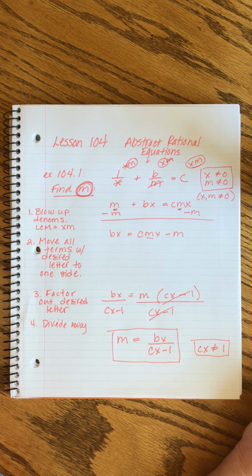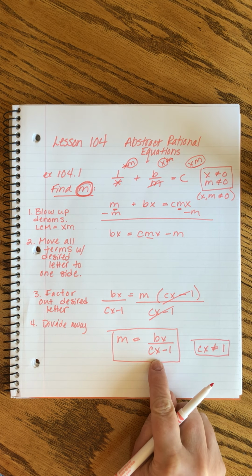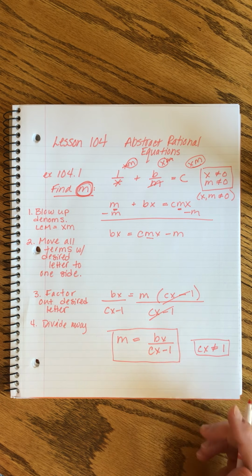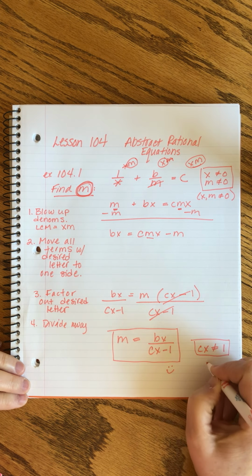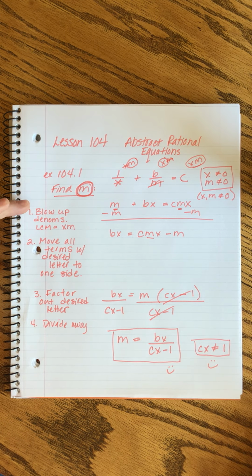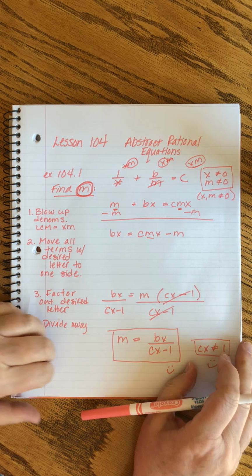Okay? I'm just checking my brain. There it is. I said bx over cx minus 1. Yay. This is right, and this is right. Okay? So we get rid of the denominators. That was lesson 103. Then we follow these steps to get the desired letter by itself.